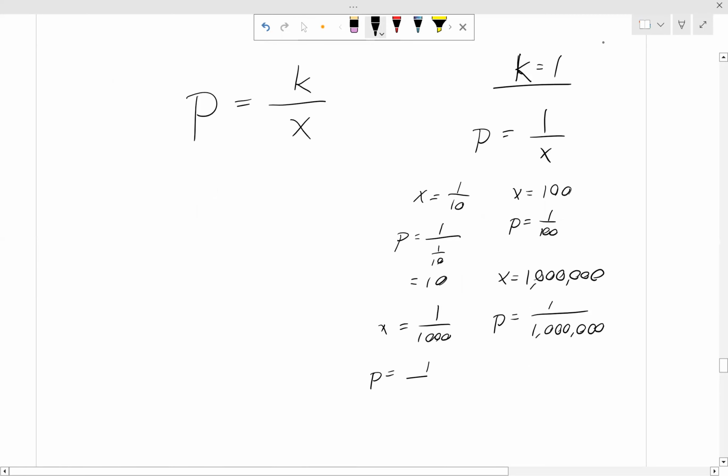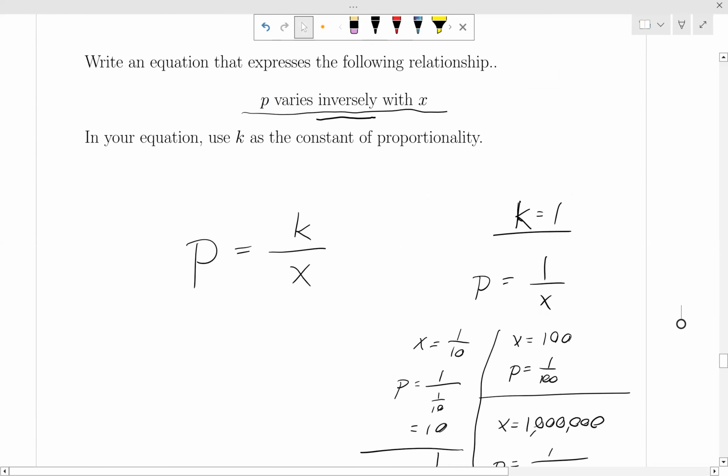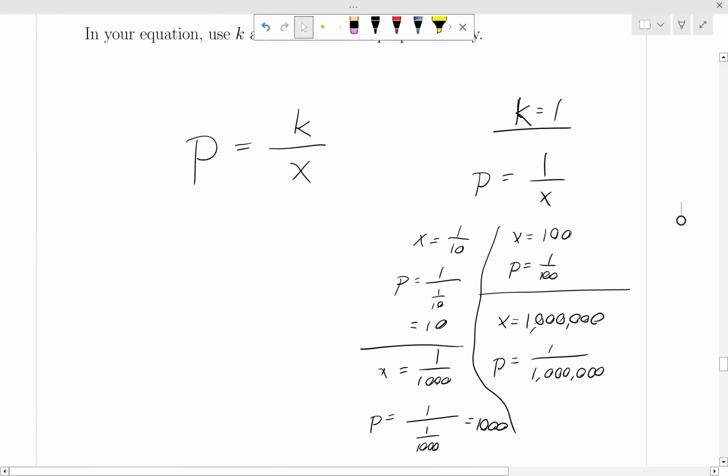I'll break these up just a little bit. So that's what it means whenever it says inversely with X. That means that as my X gets bigger, my P gets smaller. Or as my X gets smaller, my P gets bigger. And you can play around with these with different Ks, and it won't matter because your K is just a constant.